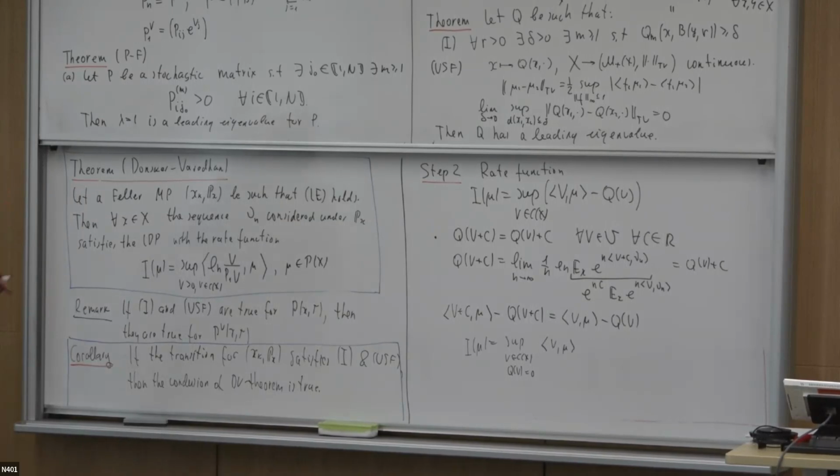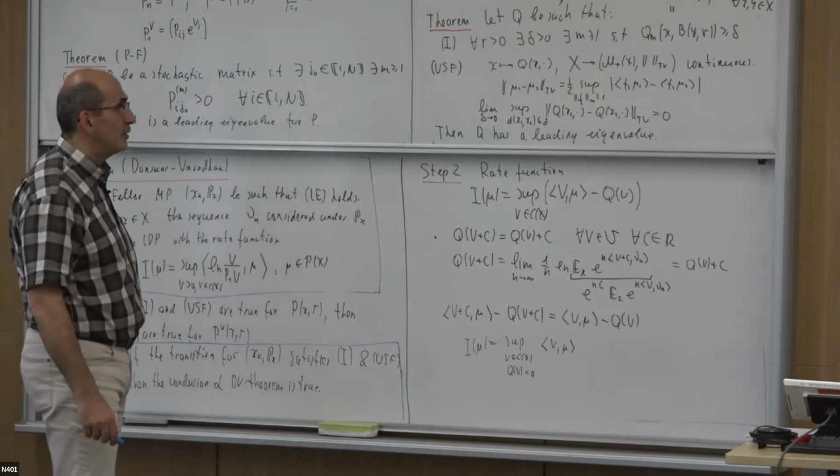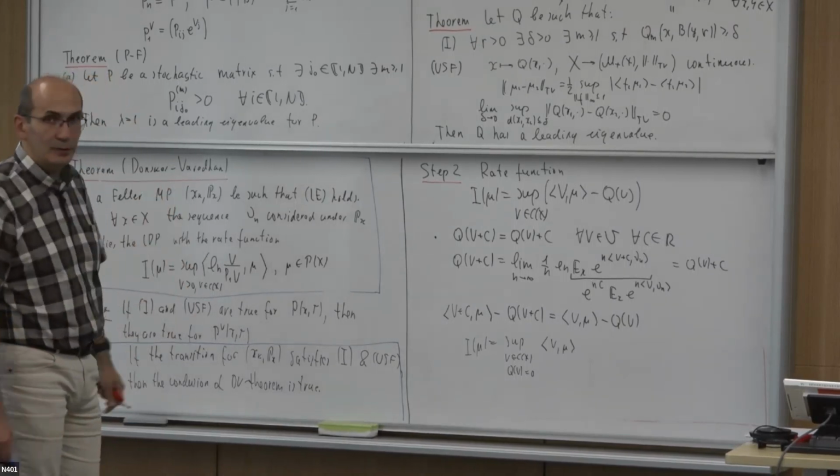And the second condition, that this transition function has some regularity. It must be uniform strong Feller, which says that if you fix the initial point, you get a measure at time 1. That measure should depend continuously on x in total variation metric. Okay, so if you have these two properties, then you have the conclusion of the Donsker-Varadhan theorem: large deviations with rate function given by this variational form.